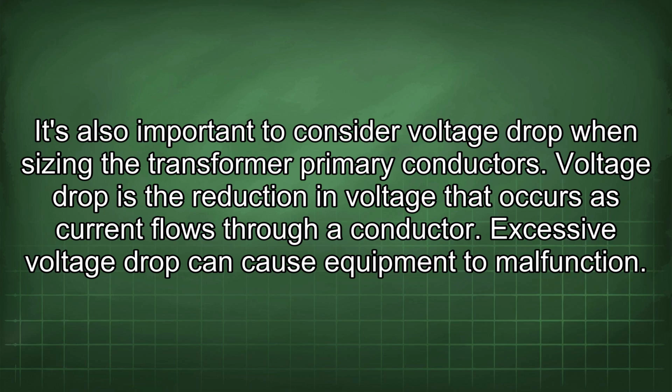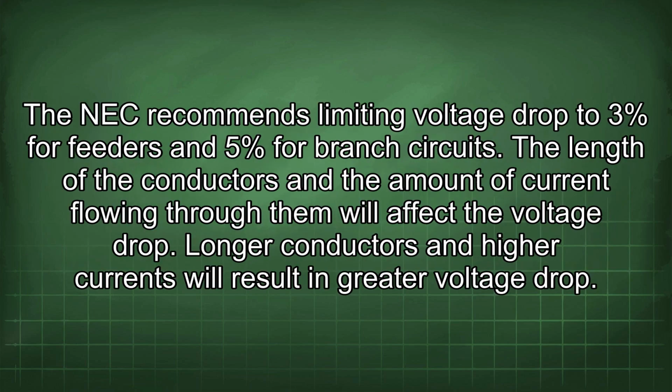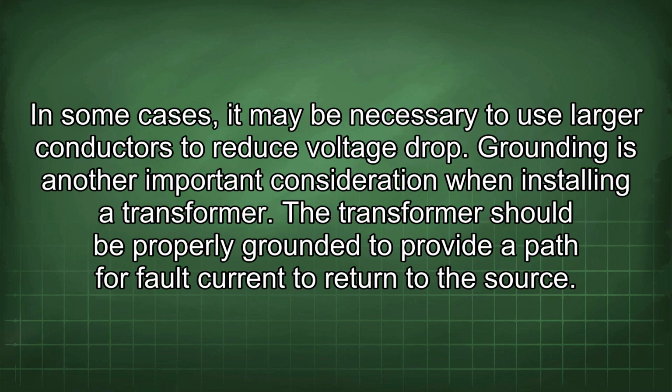Voltage drop is the reduction in voltage that occurs as current flows through a conductor. Excessive voltage drop can cause equipment to malfunction. The NEC recommends limiting voltage drop to 3% for feeders and 5% for branch circuits. The length of the conductors and the amount of current flowing through them will affect the voltage drop. Longer conductors and higher currents will result in greater voltage drop. In some cases, it may be necessary to use larger conductors to reduce voltage drop.